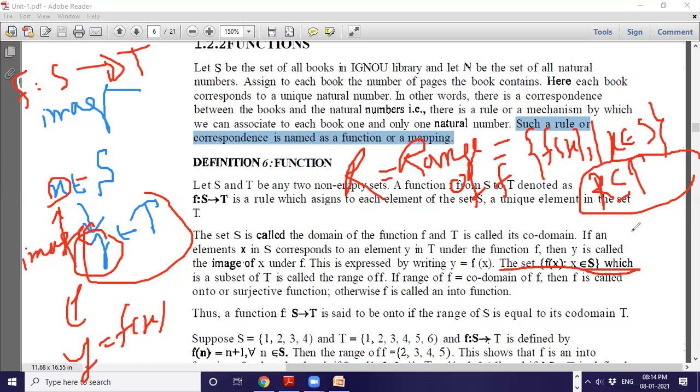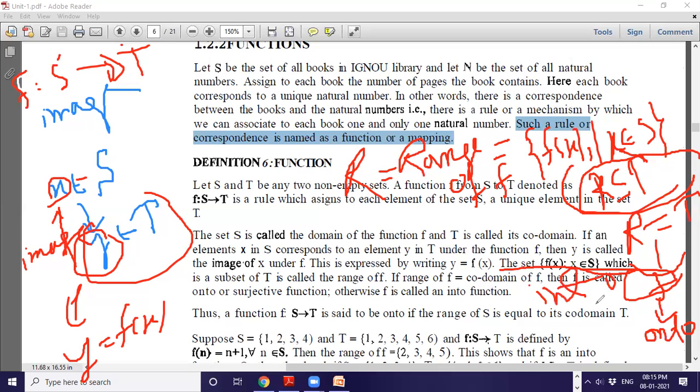Now, if R is equal to T, you know T is what? Codomain. Don't forget the terminologies. S is domain and T is codomain. If R is equal to T, then in that case I will call this function f onto. Let me revise once again: if your range is equal to the codomain, then that function is known as onto or surjective function. If it is not equal to T, then this is known as into function.